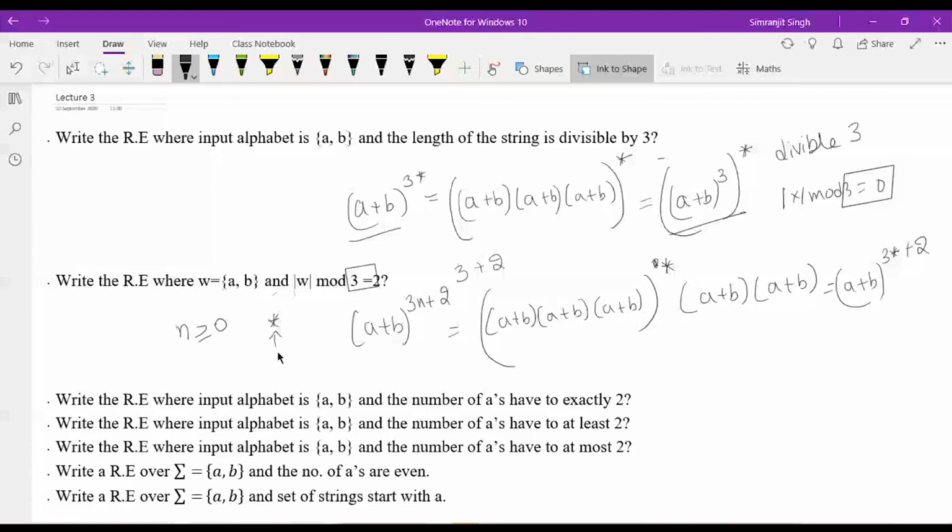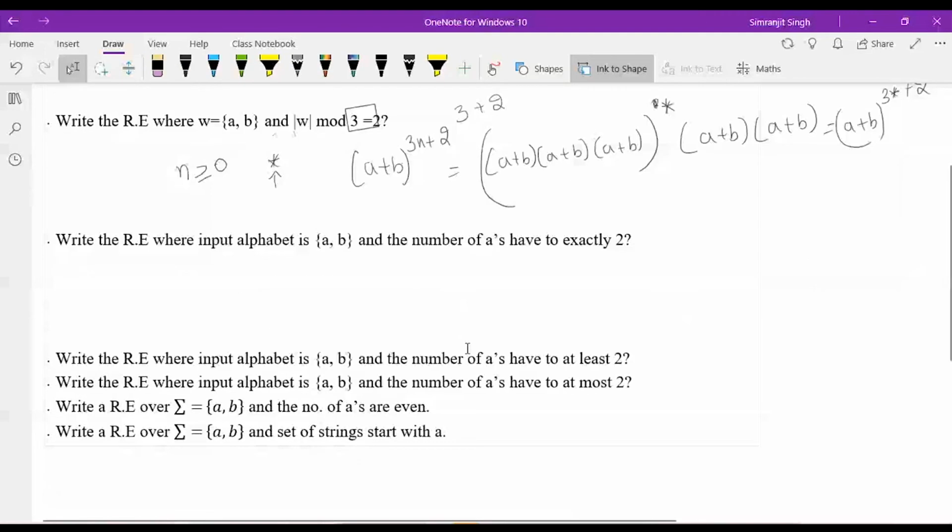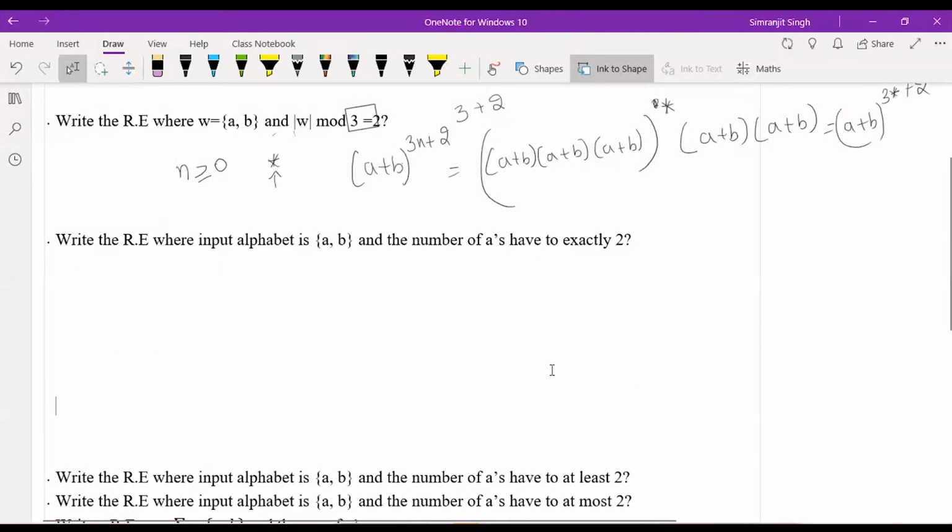Okay, so now the next questions are a bit different. Now it is saying that the input alphabet is A, B, so that is the same. For every question, I think the input alphabet will be same. It is saying the number of A's has to be exactly 2. If you remember the automata, you can again draw the automata and draw the regular expression. But I think you should try it yourself and post the solution. What will be the answer here? The number of A's has to be exactly 2. B can be anything, I do not need to worry about that.